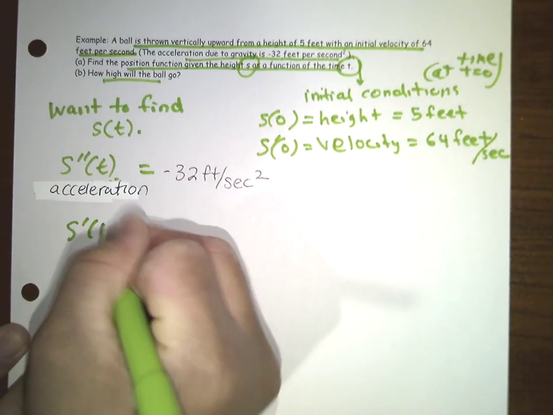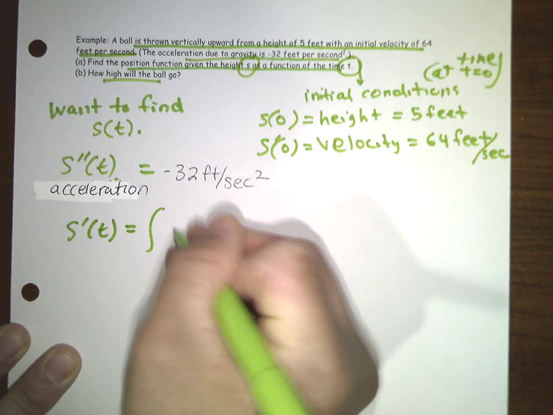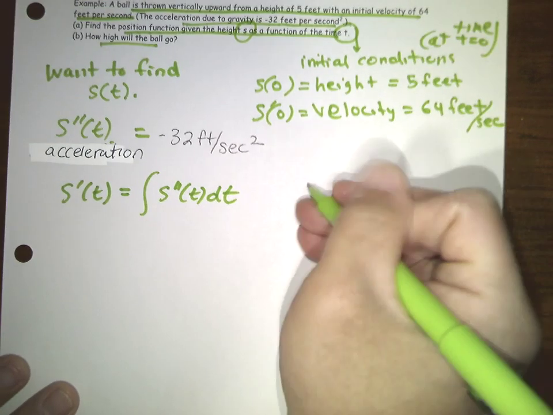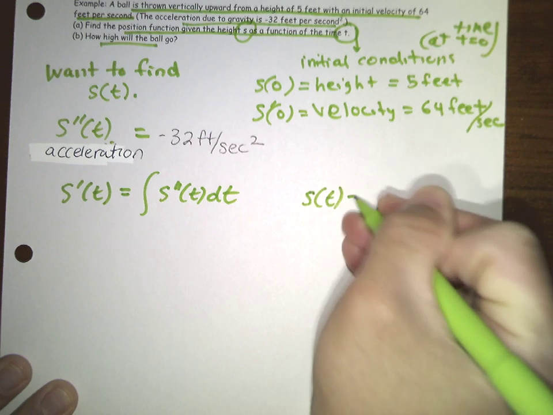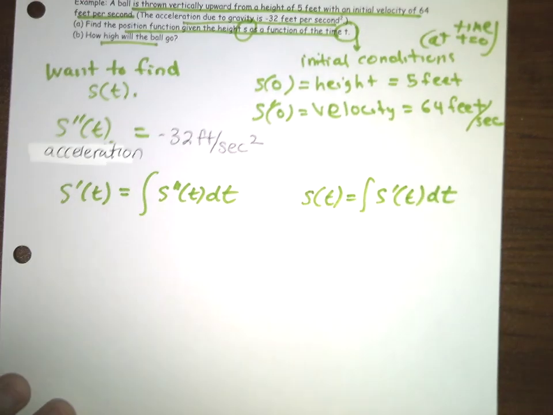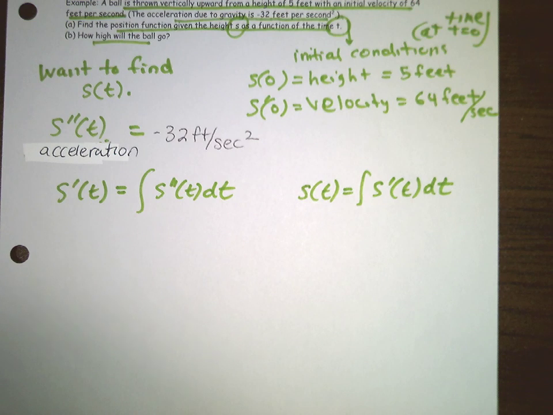So s prime of t will be the integral of s double prime of t dt. And then remember that s of t will be the integral of s prime of t dt. This is like one of the examples that we already did, but we had to write out the initial conditions and everything ourselves from the information that was given here.